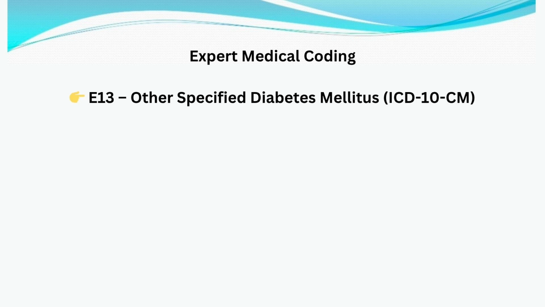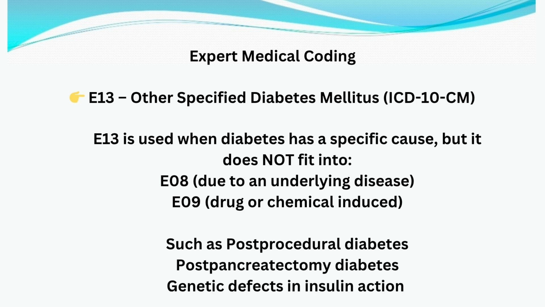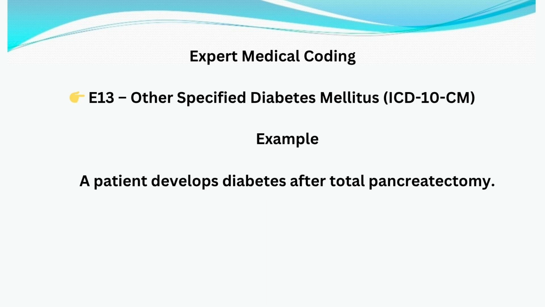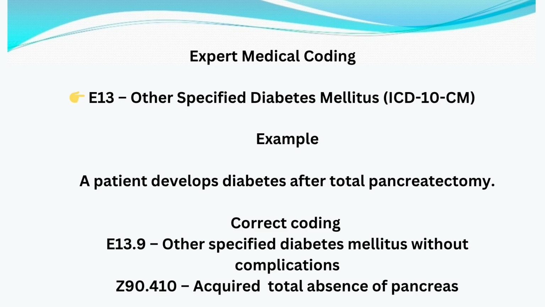Now let's see E13 category, other specified diabetes mellitus. E13 is used when diabetes has a specific cause, but it doesn't fit into E08 category or E09 category, such as post-procedural diabetes, post-pancreatectomy diabetes, genetic defects in insulin action. Let us see an example on this. A patient develops diabetes after total pancreatectomy. So here the correct coding will be E13.9 other specified diabetes mellitus without complications and Z90.410 for acquired total absence of pancreas.